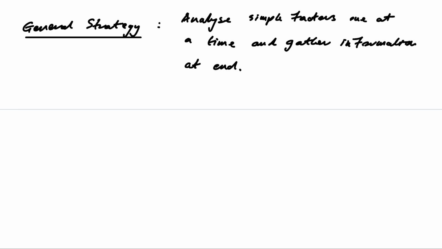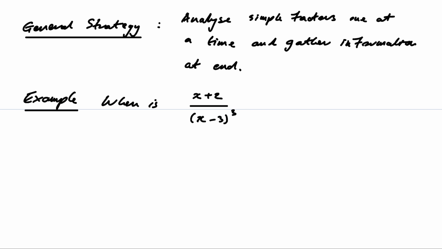Now I think this is a good example of doing something. Well, we should definitely do this by example. So let me give you one which is kind of representative of the kind of thing you might see in some early courses, but let's do it. So here's a nice question. When is x plus 2 divided by x minus 3, all cubed, greater than or equal to 0?